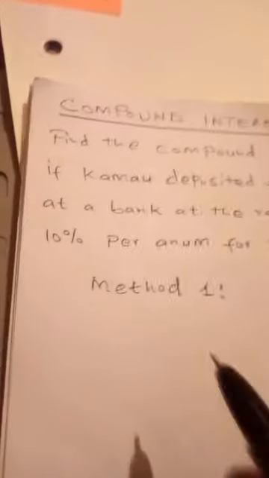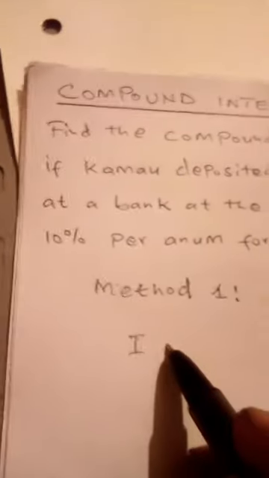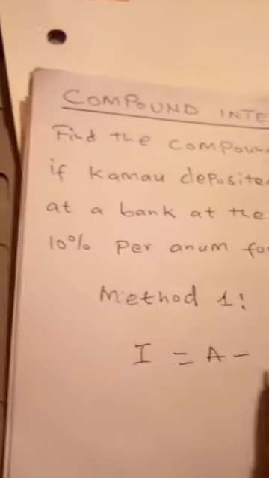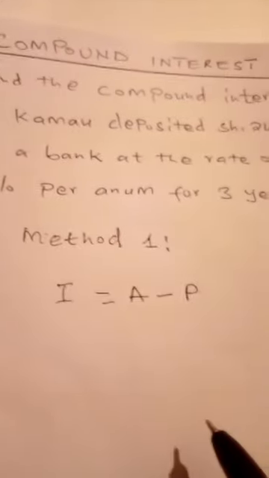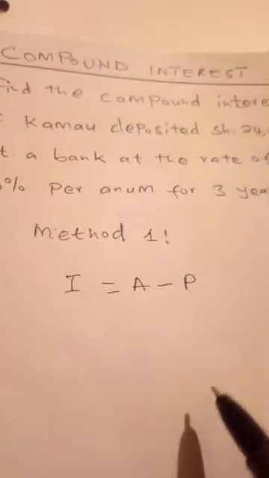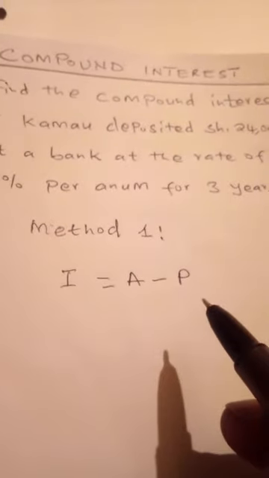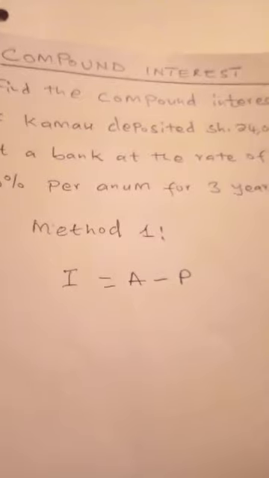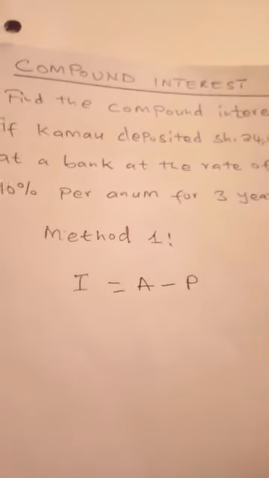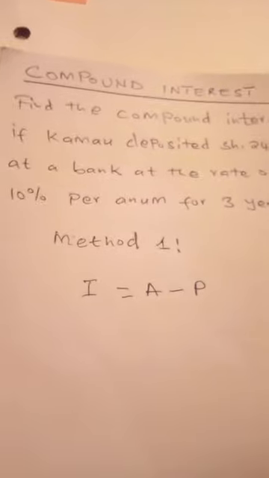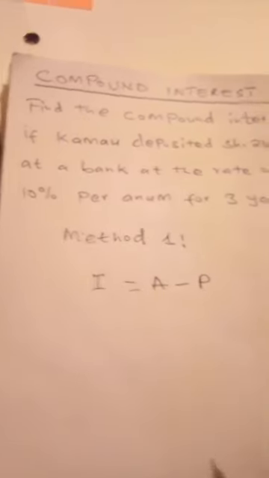In this method, we are supposed to know that for us to get compound interest, the interest should be equivalent to amount minus principal. Compound interest is equivalent to amount minus principal. So first we calculate the amount, then we subtract the principal, and then we get the compound interest. So let's start.